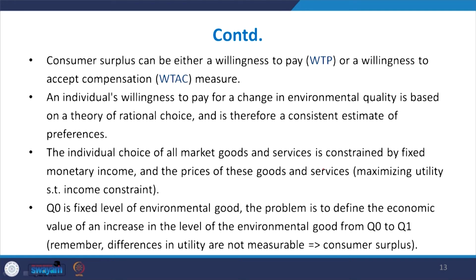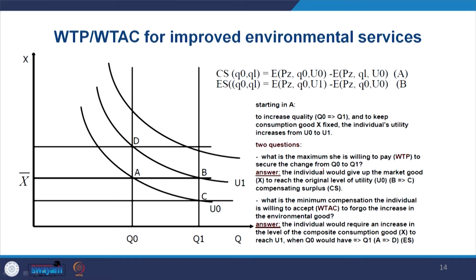So, obviously, Q0 is a fixed level of environmental goods, and the problem is to define the economic value of an increase in the level of environmental goods from Q0 to Q1. Here, remember, the difference in utility cannot be quantified, but you can say it in terms of consumer surplus. Now, from this graph, you can easily understand the two concepts, compensated surplus and equivalent surplus. When there is a change in the quality of environment, how that change is affecting consumer welfare can be explained in terms of compensated surplus and equivalent surplus.